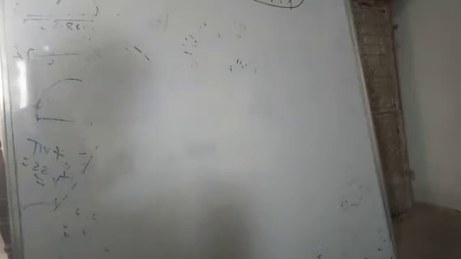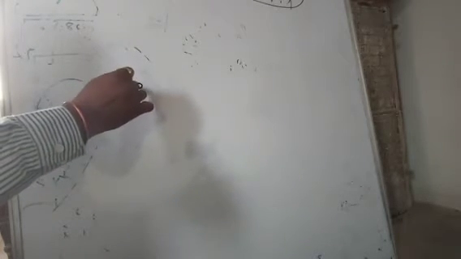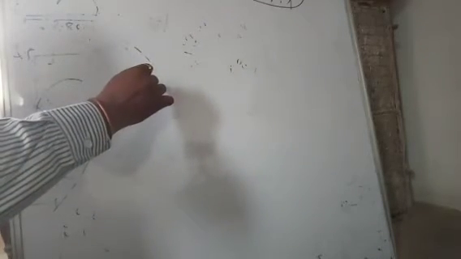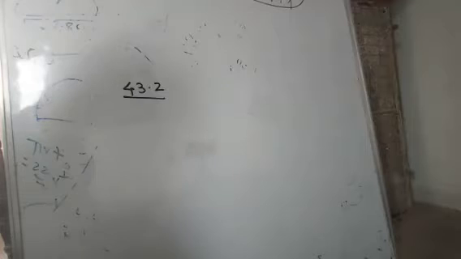A vehicle covers a distance of 43.2 kilometers in 2.4 liters of petrol. How much distance will it cover in 1 liter of petrol? See, for this, in 2.4 liters, 43.2 kilometers is there. For 1 liter, how many? So for that purpose, you have to divide 43.2 by 2.4.